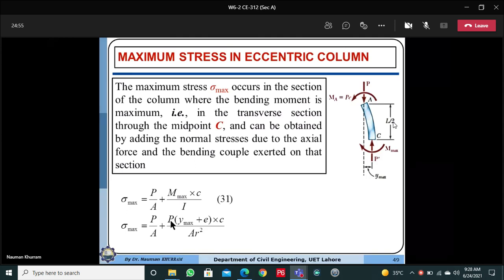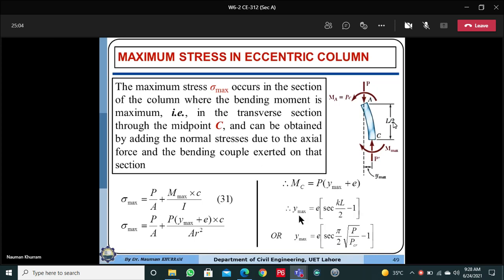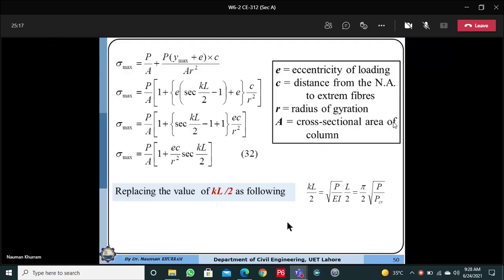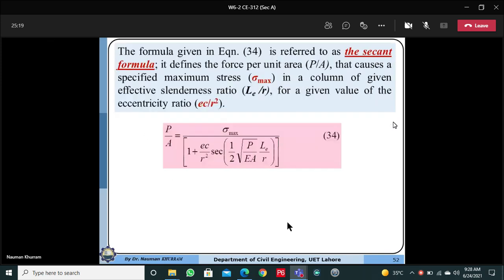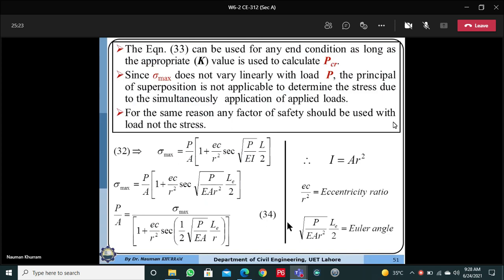Because y maximum is increasing with the load, and P is also increasing, and y maximum also depends upon the load value, the moment is increasing as a second degree function of load. So for the same reason, factor of safety is only applied on the load value, not on the stress.